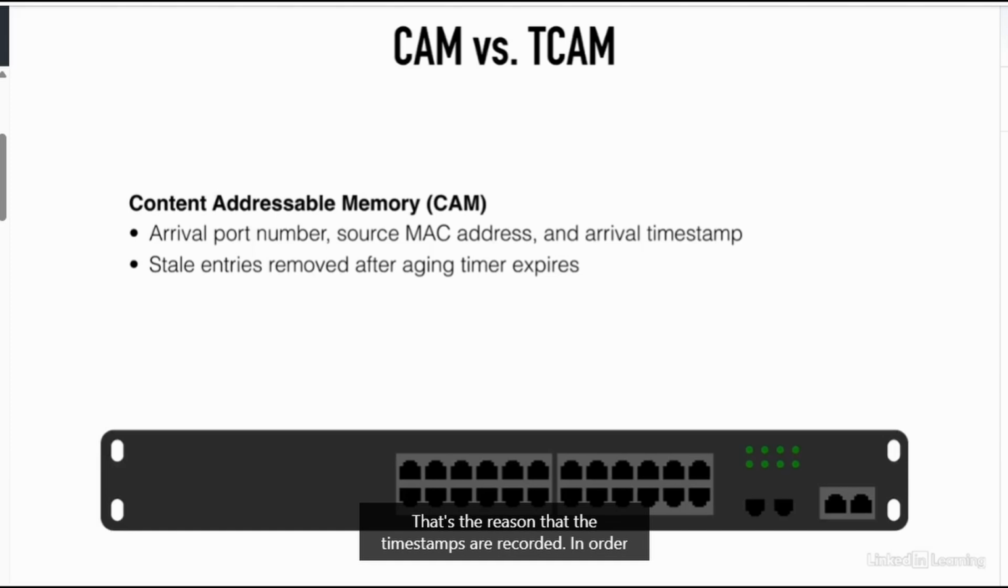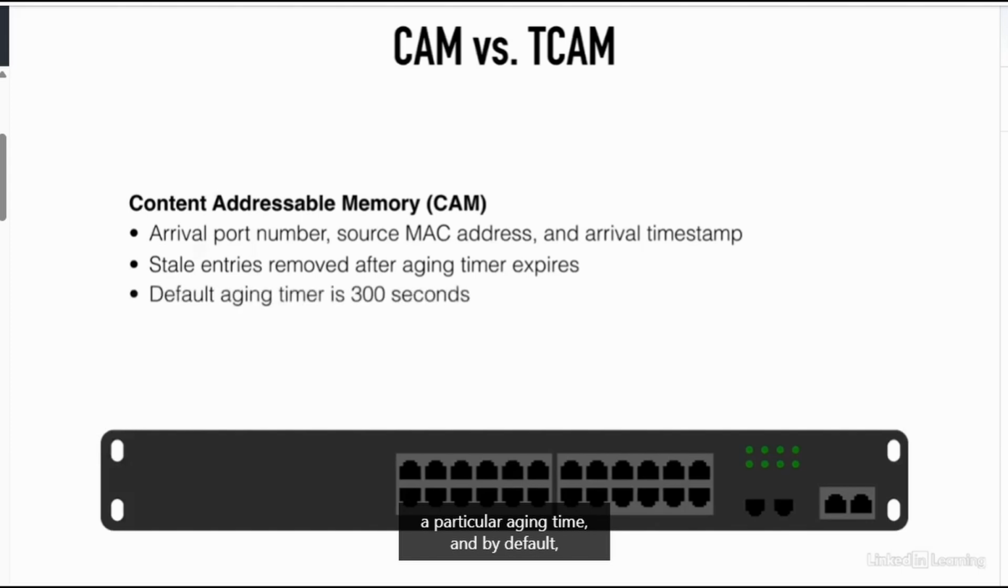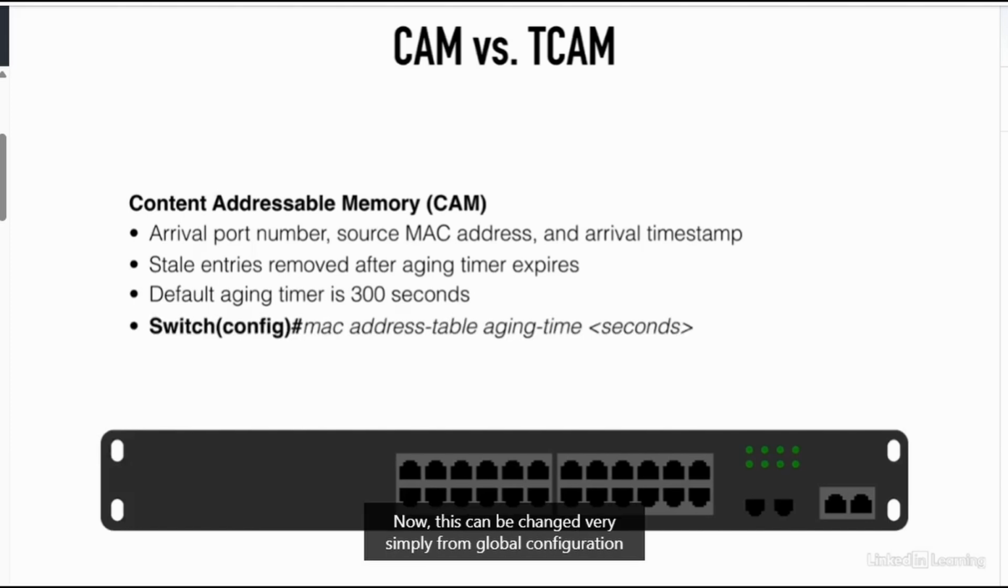That's the reason that the timestamps are recorded. In order to manage what are referred to as stale entries, or addresses that have not been heard from in quite some time, the CAM table entries are automatically removed after a particular aging time. And by default, any CAM table entries that are idle for more than 300 seconds will be deleted. Now, this can be changed very simply from global configuration mode on a switch with the command mac address-table aging-time followed by the number of seconds that you want to set the aging timer to.